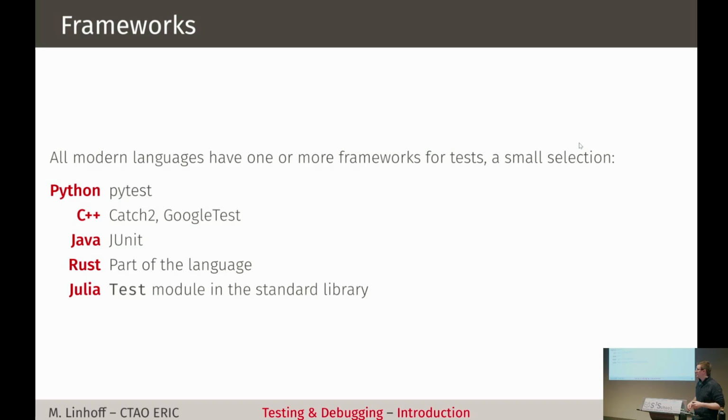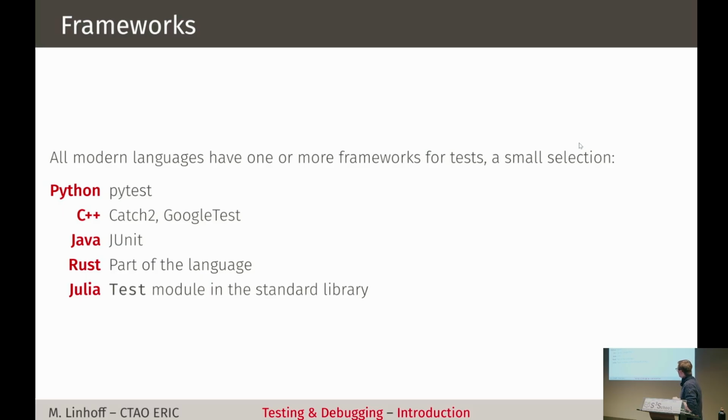There are frameworks or parts of the language that are available in basically all modern languages, and I gave you some examples here. So for Python, there's unittest in the standard library, but it's much less user-friendly to use, I would say. So there's the pytest module, which is a third-party package, so you have to install it from PyPI or from Conda. It's not in the standard library, but it's the de facto standard solution nowadays to do unit testing in Python.